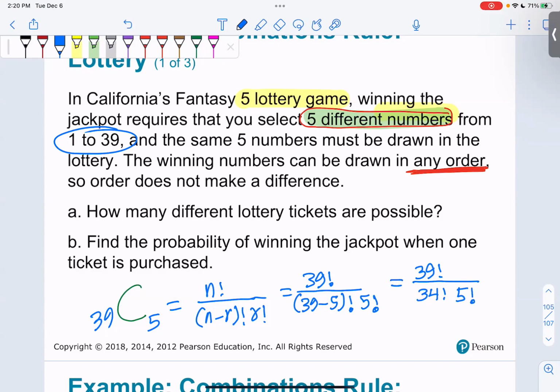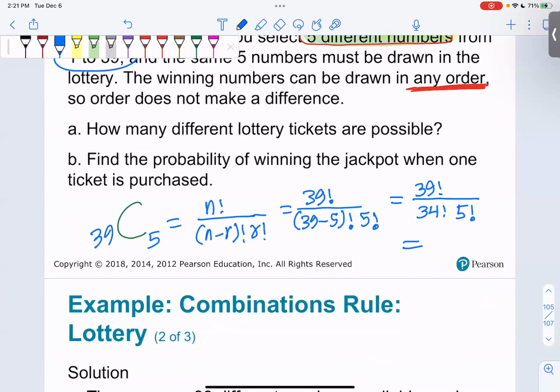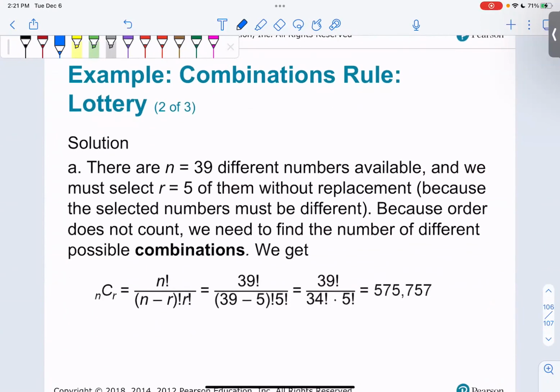And then how many different ways can you choose 5 numbers? Yes, it will be a lot. This number, right?